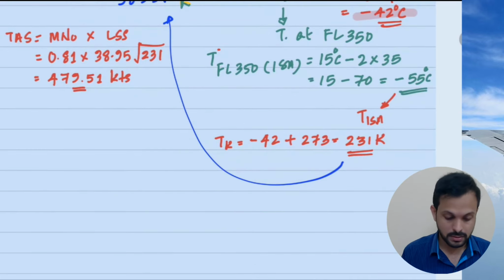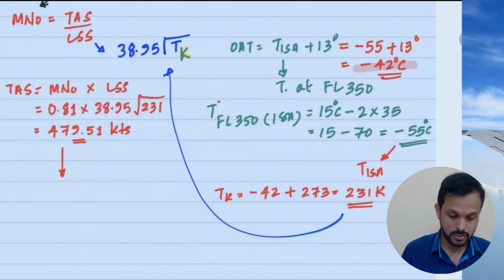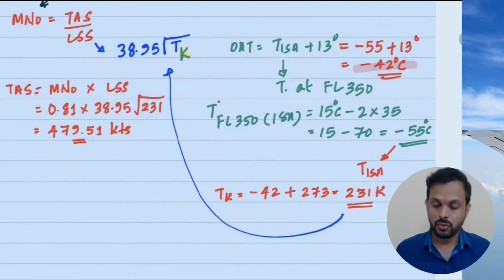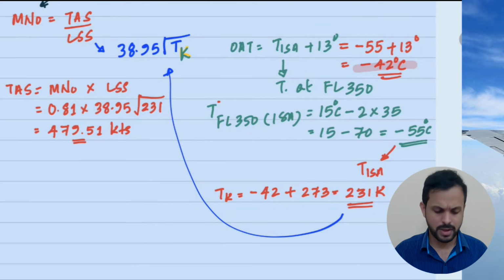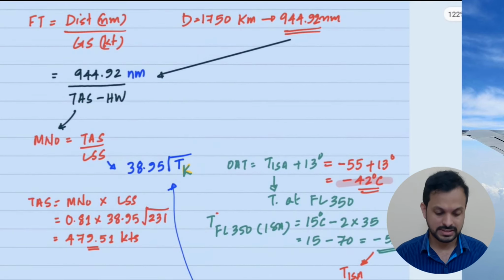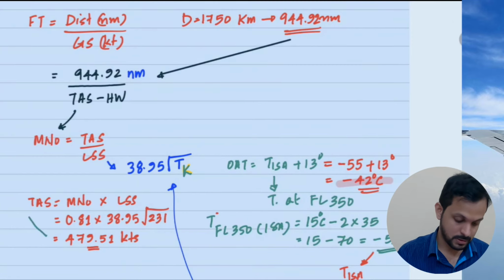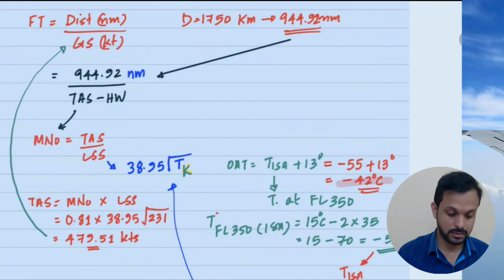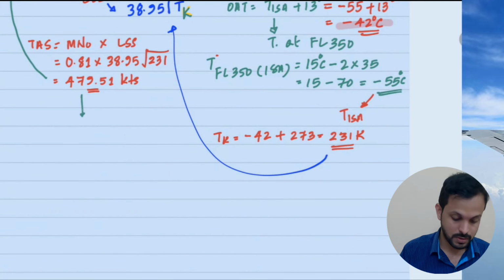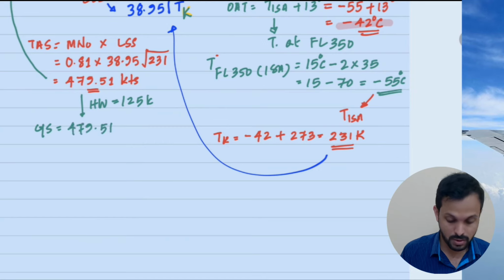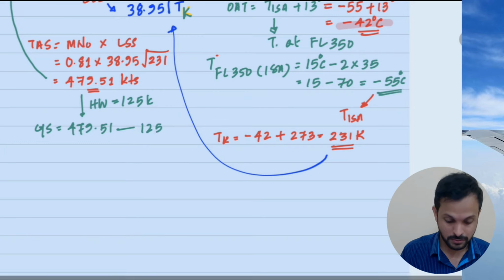What we need is the ground speed. Right, that's the true airspeed, 479.51 knots. Now look back at the equation for flight time here. What we need is ground speed, and what we have is the true airspeed. So we have to apply the headwind component, which is given as 125 knots in the question. Applying 125 knots of headwind, the headwind is subtracted from the true airspeed to get the ground speed. So ground speed is equal to 479.51 minus 125, which is 354.51.